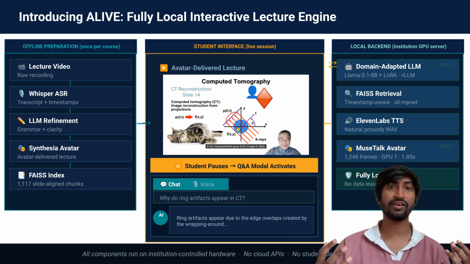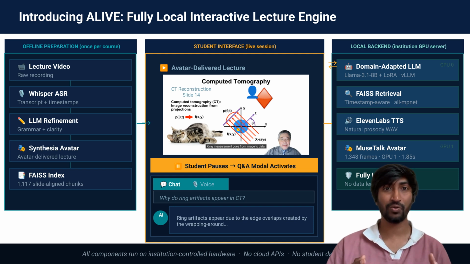The second part is the student interface. Students watch the avatar-delivered lecture. When they pause the lecture, a Quanda window appears. They can ask a question by typing or using voice input.